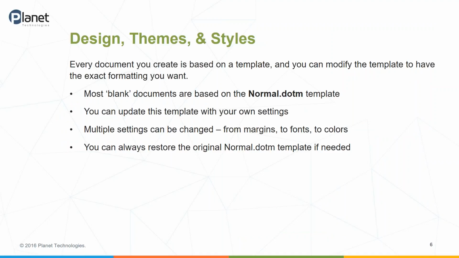Within Microsoft Word, every document that you create is based on a template, but you can go ahead and modify that template to have the exact formatting that you want. Most blank templates are based on a document called normal.dotm. That's a macro-enabled document template, but you can update it with your own settings, and multiple settings can be changed, everything from the margins on your documents to fonts to colors. And if you ever run into an issue where your changes just aren't what you want, you can always restore that original template if needed.